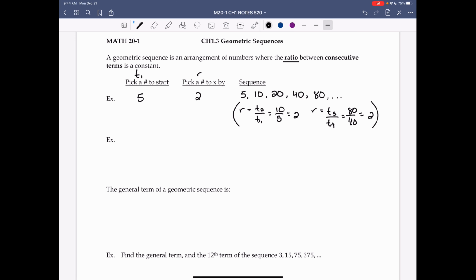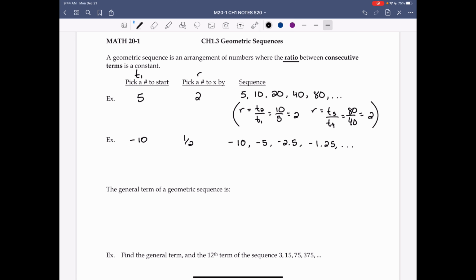Let's do another example. I'm going to start with negative 10, and I'm going to have an R value of 1/2. Then my first value in the sequence is negative 10. Multiply that by 1/2, I get negative 5. Multiply that by 1/2, I get negative 2.5. Multiply that by 1/2, I get negative 1.25, and so on.